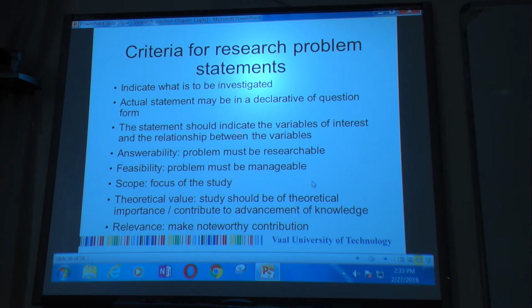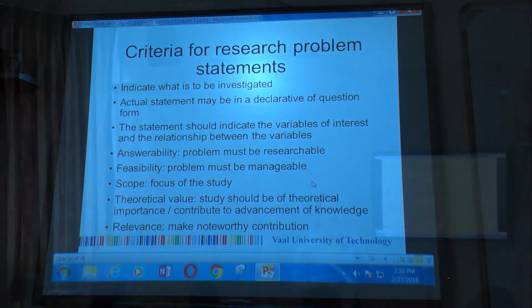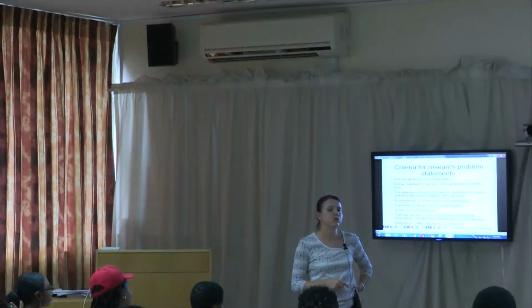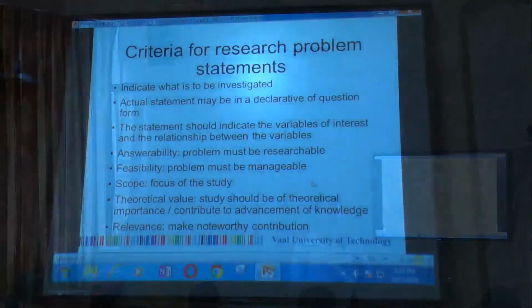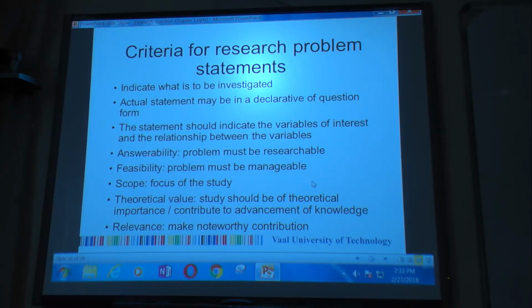The statement should indicate the variables. What variables are you looking at? Are you looking at demographic variables? Are you looking at aspects, factors? What things are you looking at? And are you looking at relationships between different variables? Your problem statement should be researchable. Remember what I said? The problem statement is something that is realistic. You should be able to come up with a solution. And that is the answerability of your problem statement.